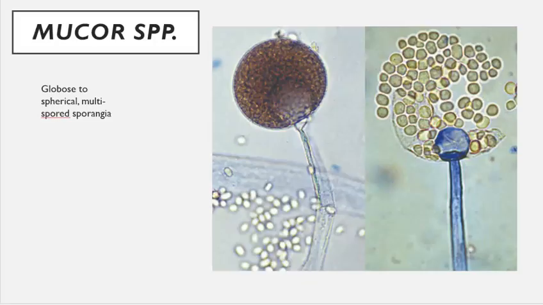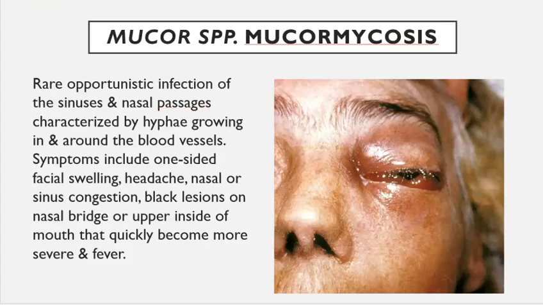Here is our image of our Mucor species. You have the single branch holding up a head that is spore-filled, or sporangia that is spore-filled. Mucor species can cause mucormycosis, rare opportunistic infections of the sinuses and nasal passages, characterized by hyphae growing in and around blood vessels. Symptoms include one-sided facial swelling, headache, nasal and sinus congestion, black lesions on the nasal bridge or upper inside of the mouth that quickly become more severe, and also it can cause fever.